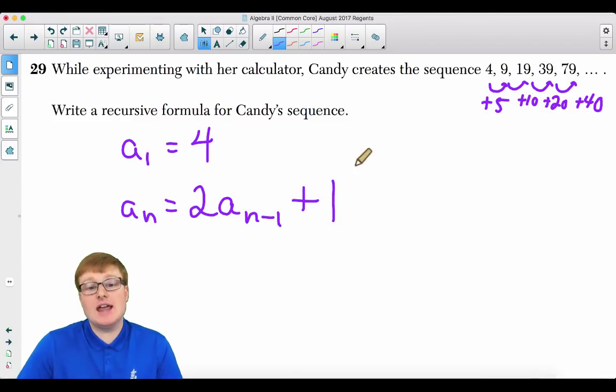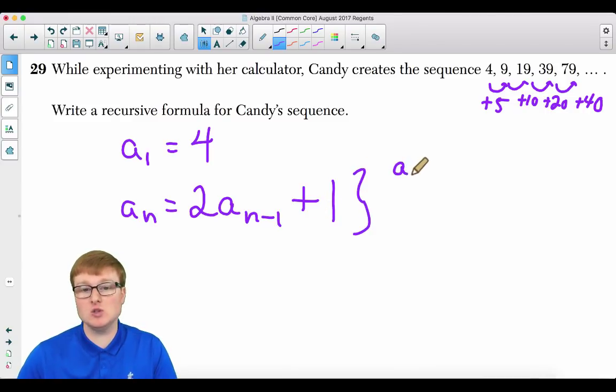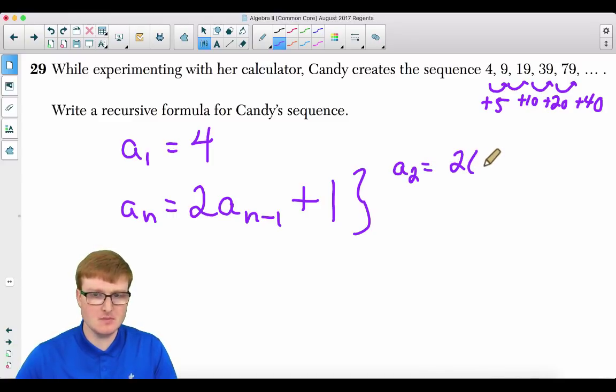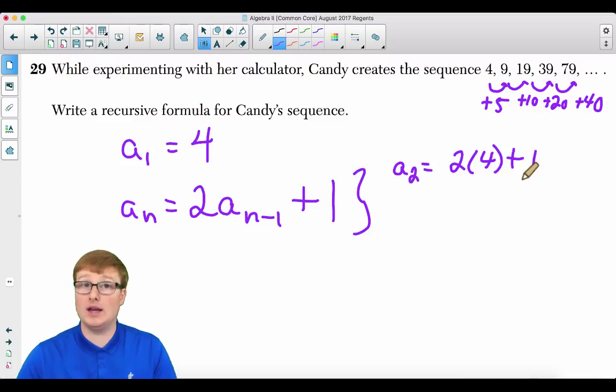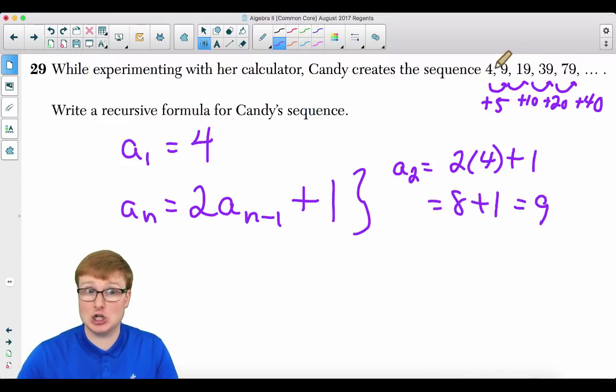So let's just verify that this works. Suppose we have a sub 2. We're trying to find the second term. Well, that's just going to be 2 times a sub n minus 1. Well, what's a sub 2 minus 1? That's a sub 1. A sub 1 is 4. And you're adding on the 1. That's just going to be 8 plus 1, which is 9. And that's clearly the second term.